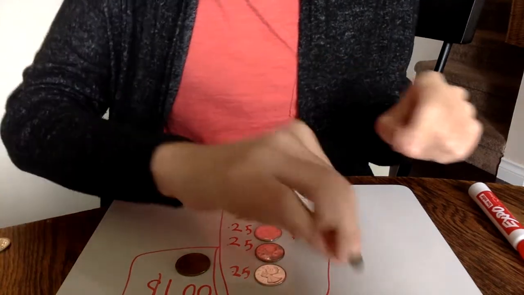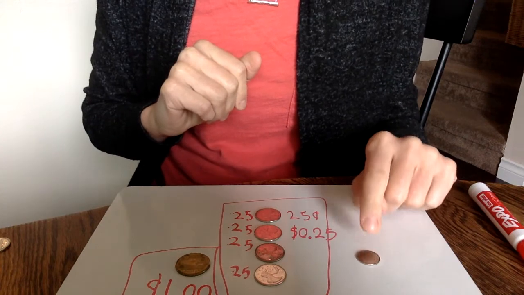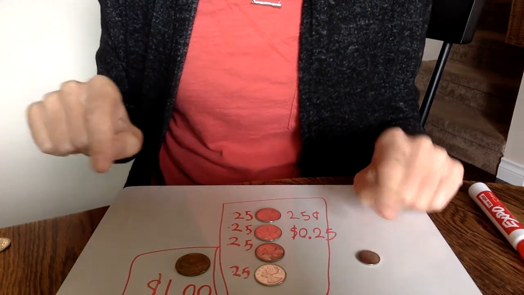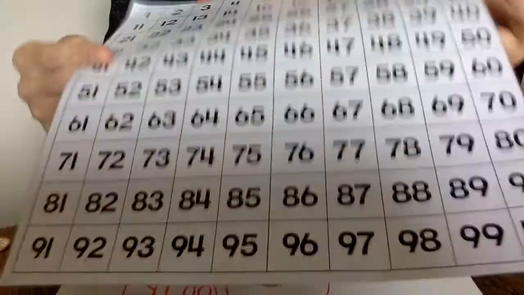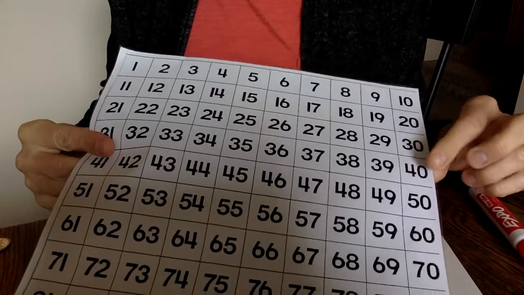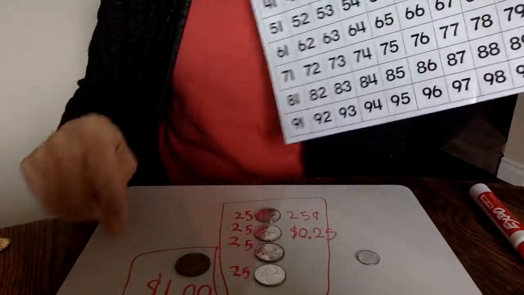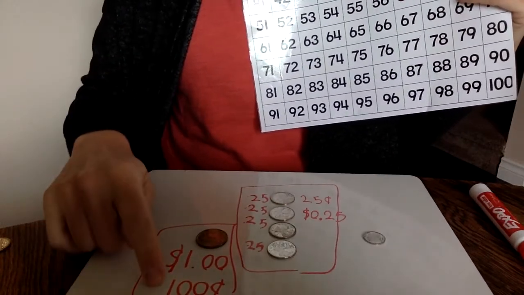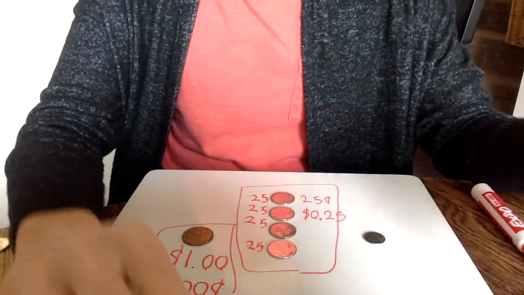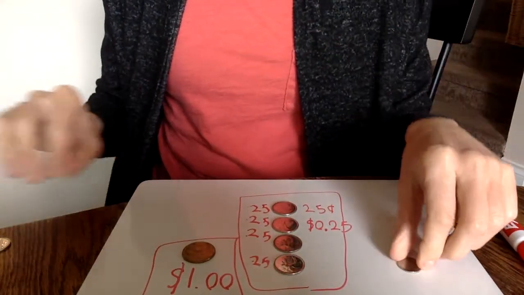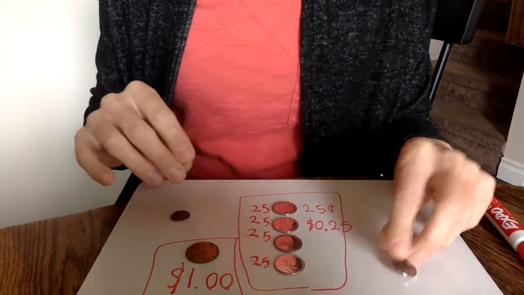We can represent it with all of our dimes. So we need to have 10 dimes to make this. And we looked at this last week by taking a look at the hundreds chart and saying 10, 20, 30, 40, 50, 60, 70, 80, 90, 100. 100 cents or $1 that way.